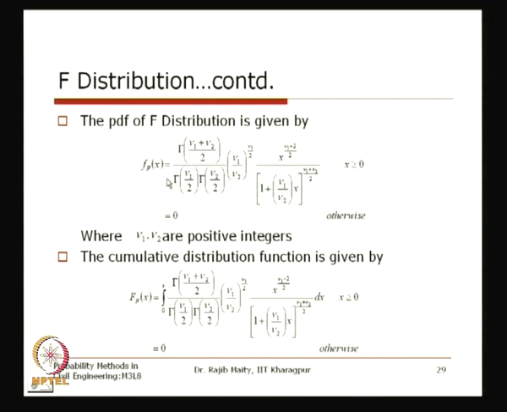So this is the general form of the PDF of the F distribution, that is gamma of nu 1 plus nu 2 by 2, divided by gamma of nu 1 by 2 times gamma of nu 2 by 2, times nu 1 by nu 2 to the power nu 1 by 2. This is the normalizing constant, multiplied by x to the power nu 1 minus 2 by 2, times 1 plus nu 1 by nu 2 into x, to the power nu 1 plus nu 2 by 2, and this is for x greater than or equal to 0, and otherwise it is 0. And for its cumulative distribution, again a closed form is not available, so I have to go for some numerical integration.